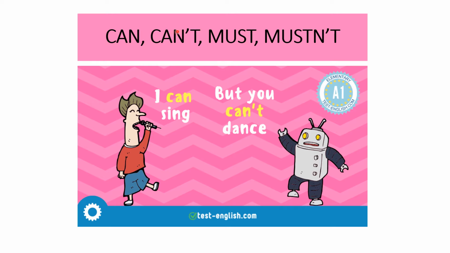When we see this apostrophe in a word, that means that two words have been joined. Like here, can't means can not. Mustn't means must not. Okay? That's the use of this apostrophe here. That means that two words have been joined.